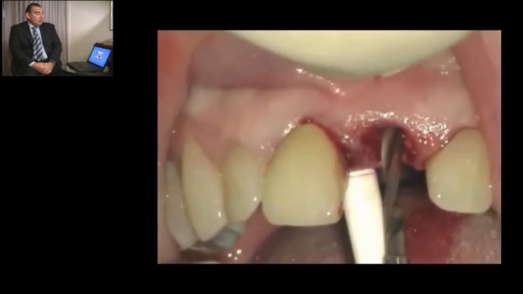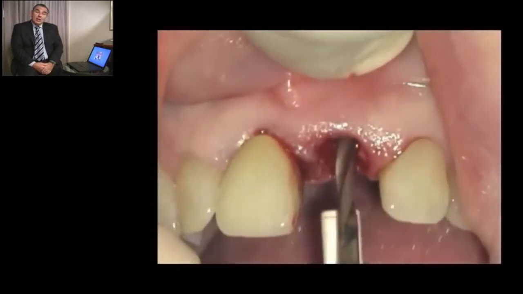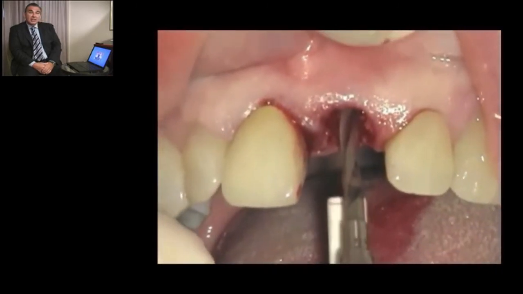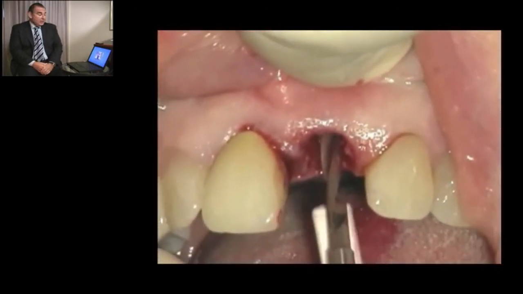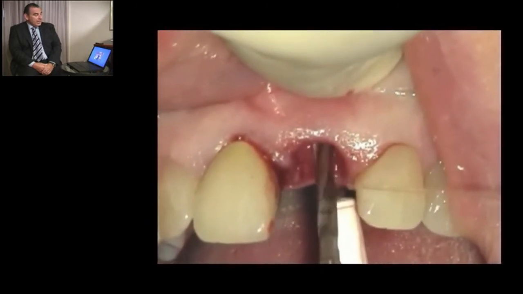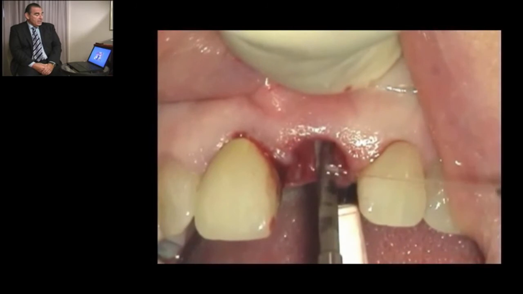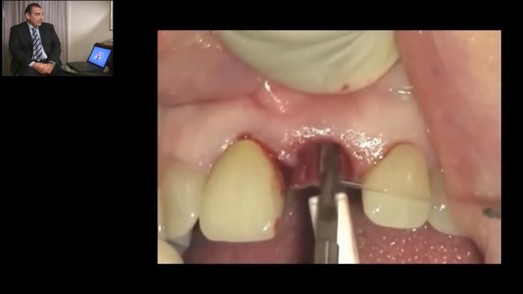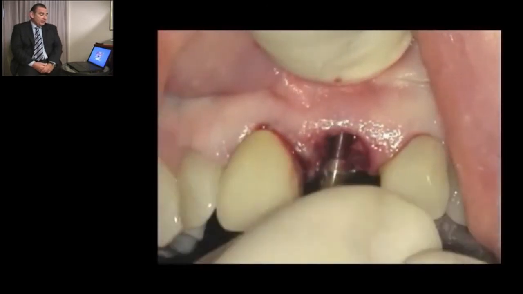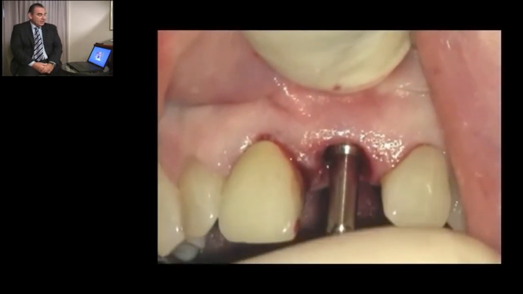We now, utilizing our philosophy of undersizing, are beginning to slightly expand the osteotomy site with a 2mm twist drill. We are taking it to depth, always keeping in mind that the implant needs to be tucked behind the facial plate of bone. Verifying the position of our implant utilizing a guide pin.